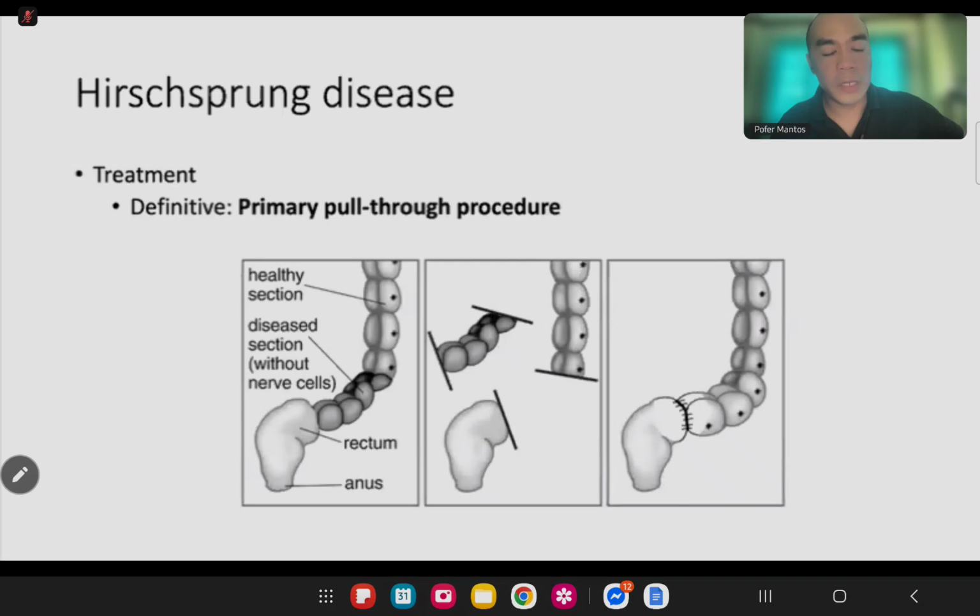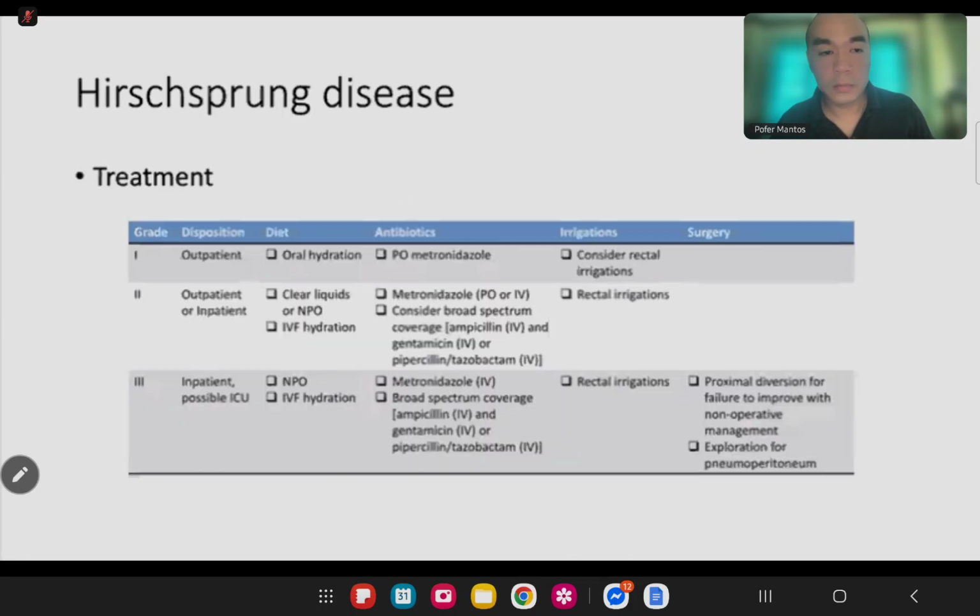So what's usually done is the primary pull-through procedure, no? So usually i-cut lang to siya ang segment wherein there are no ganglion cells, and then i-anastomose yung mga healthy parts of the intestine to the rectum. Okay.